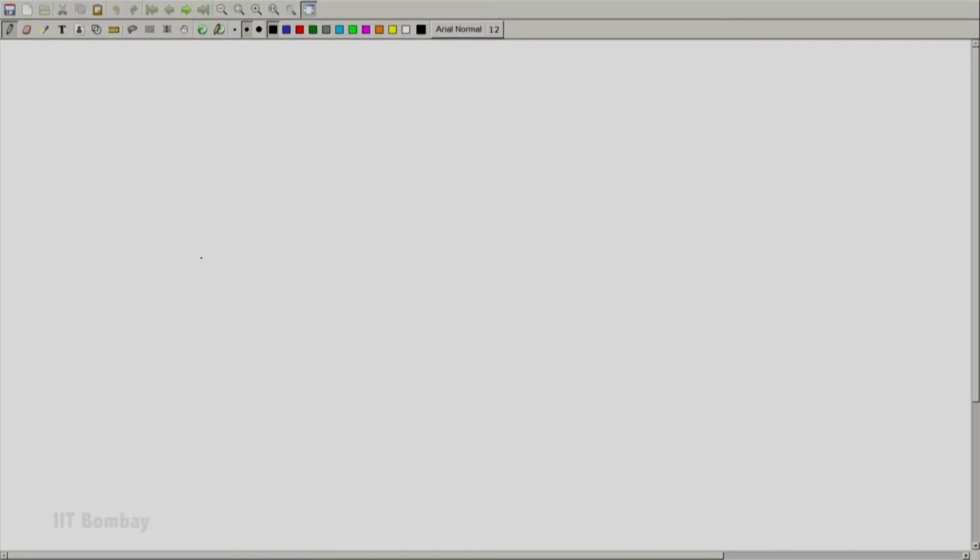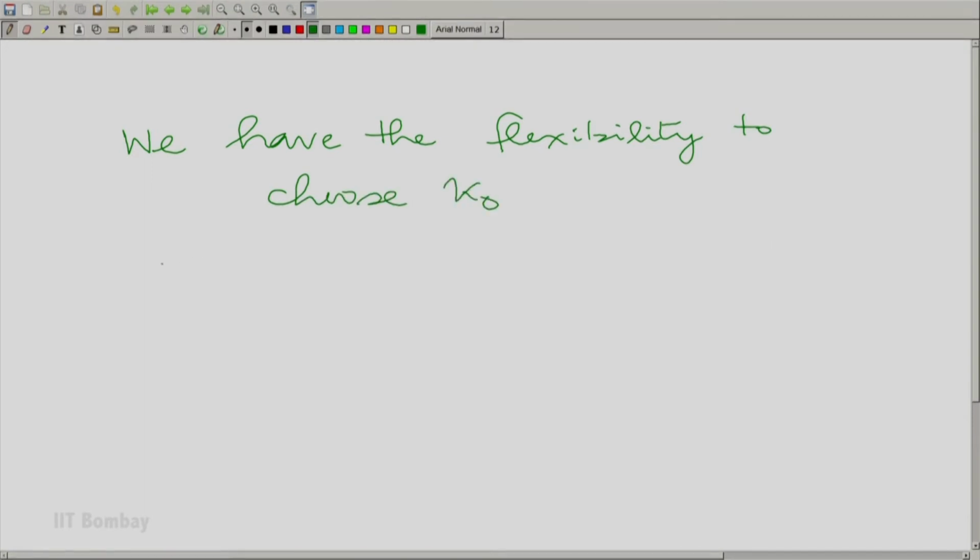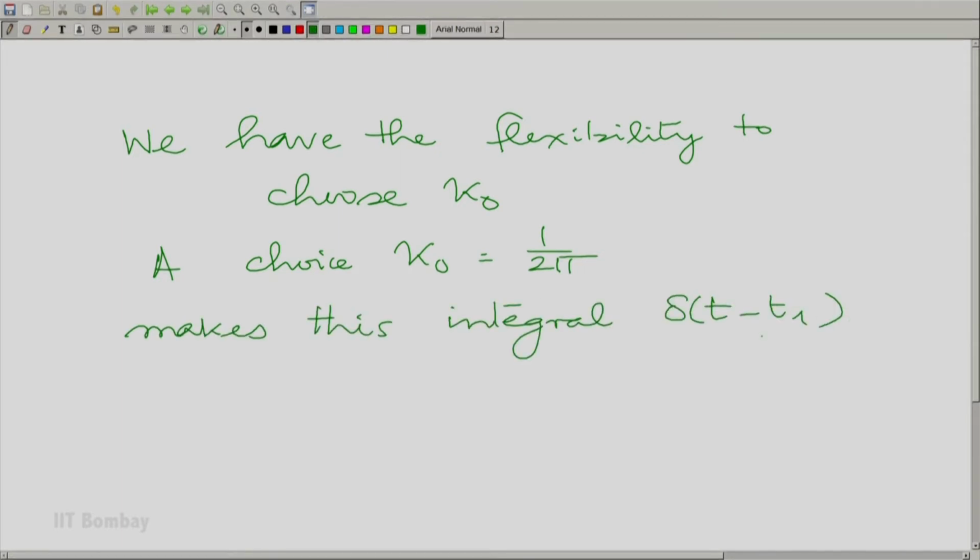So, the whole situation here is that we are reaching a situation where all the area starts getting concentrated around the center 0, t minus t1 equal to 0, and we have the flexibility. So, here we have the flexibility to choose kappa 0. In fact, a choice kappa 0 equal to 1 by 2 pi makes this asymptotically an impulse, delta t minus t1, asymptotically, as omega 1 tends to infinity.